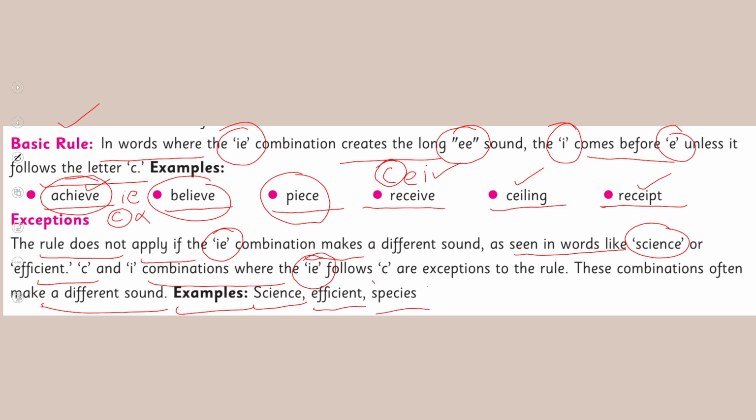Now, students, now that we have learned the spelling rule, let's also discuss the sounds. For example, in words where the IE combination comes, we make the long E sound, which is a long vowel sound. Let's practice. Achieve, believe, peace. Can you hear the long vowel?